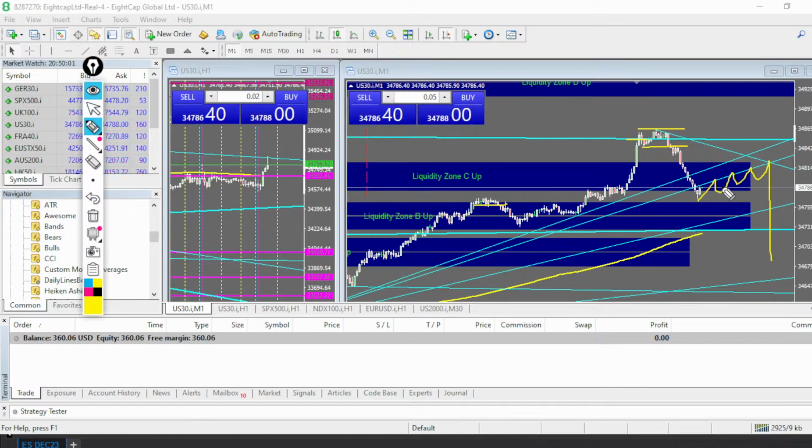But we're going to enter at an area where we could protect ourselves a little better with low risk. So I would want to see it come back maybe to the trend line, to this trend line here. Then I'll try to sell it.